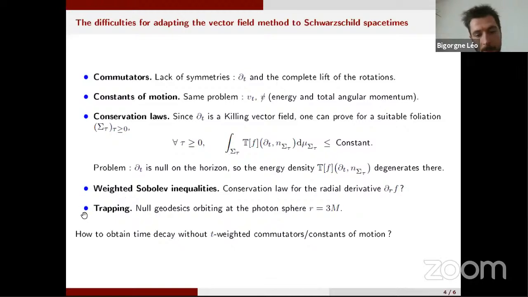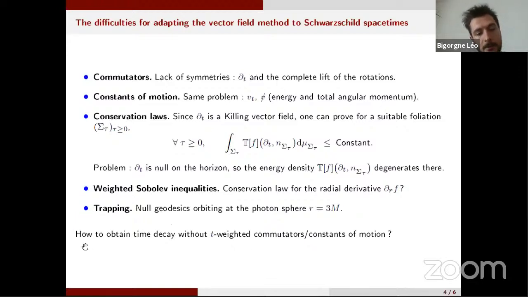And finally, there are trapped null geodesics on Schwarzschild at the photosphere. But the fact that these orbits are unstable leads to dispersion so that we can prove decay estimates. But it is well known that, for instance, for the wave equation, in order to estimate the solution near the photosphere, we need to lose regularity. So here we will see that we will need to lose something as well.